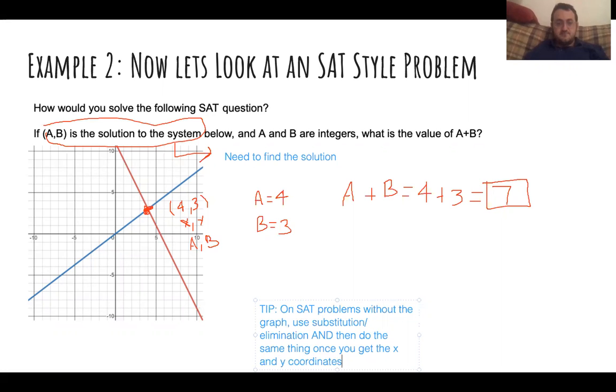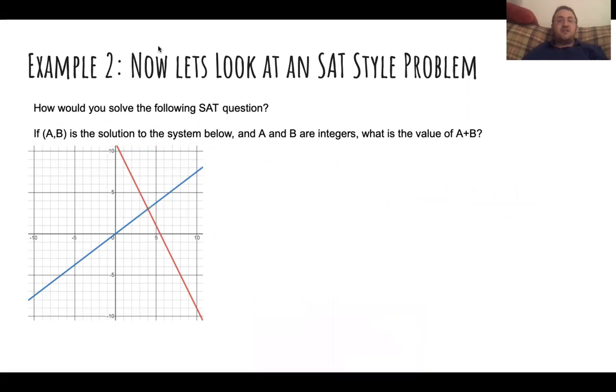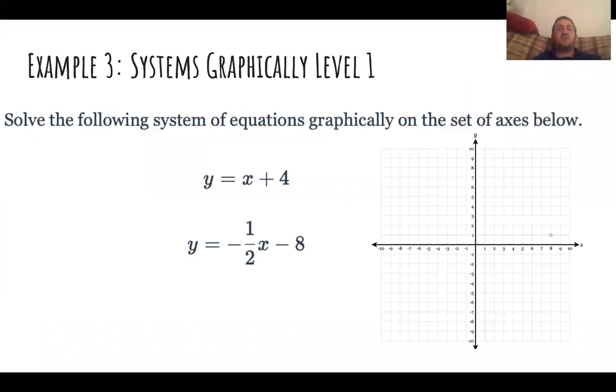All right, so now let's look at ones where the graph is not provided and actually use the graphs to take advantage of the fact. So this is a systems graphically level 1 on Delta Math.